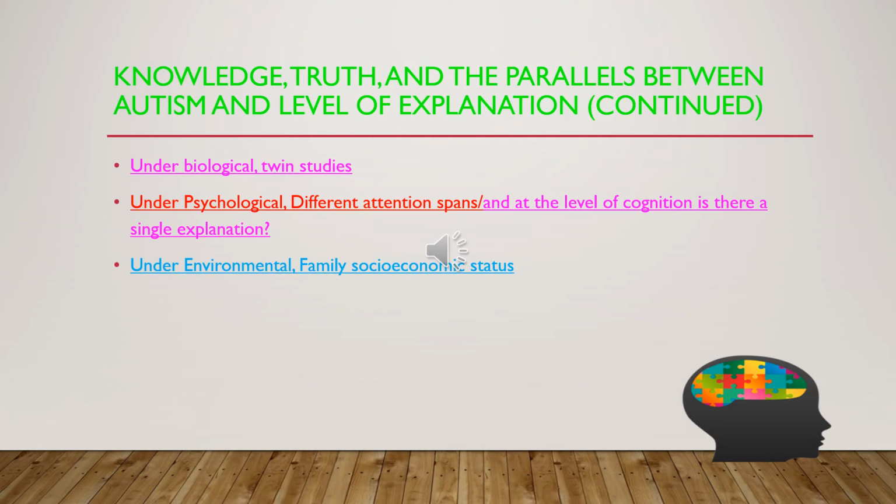As we discussed before, biology explanation deals with terms like genetics, brain structure, brain chemistry. When I was doing my research, I came across twin studies in autism. The twin studies did focus on genes, and they showed that if twins share 100% of the DNA and one of the twins has autism, the other twin has a 90% chance of developing autism down the road.